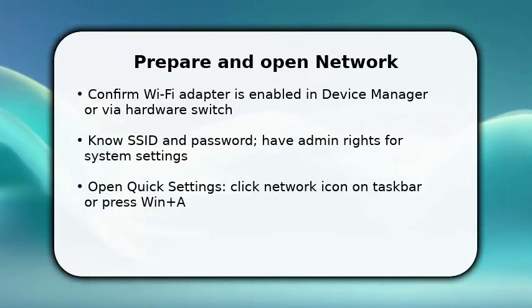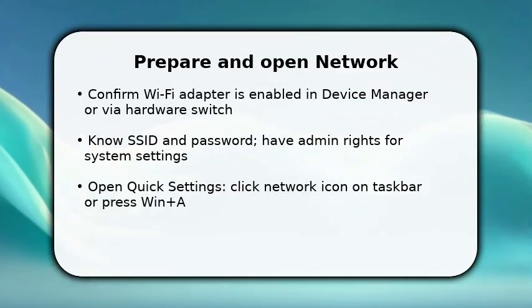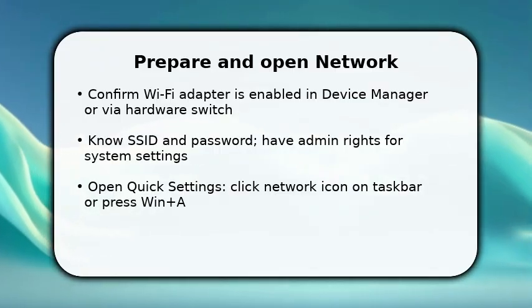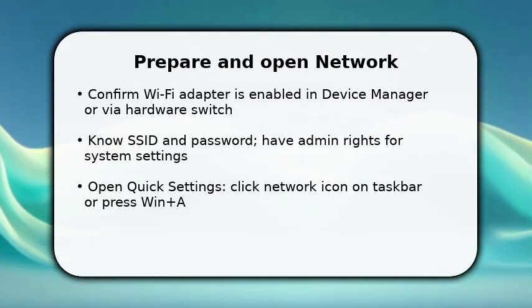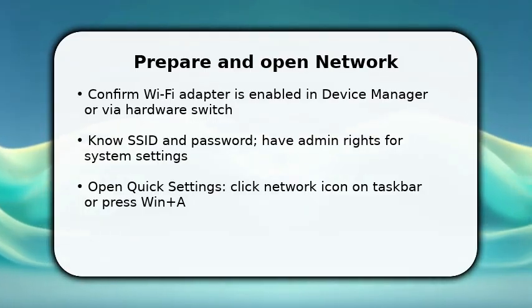Now open Quick Settings, click the network/Wi-Fi icon on the taskbar or press Win+A so you can view available networks and begin the connection process immediately, avoiding extra setup steps that waste time.